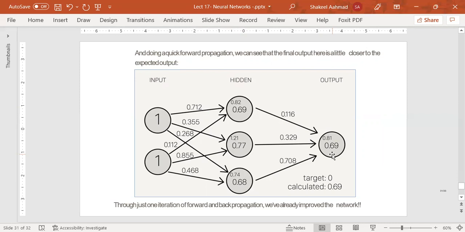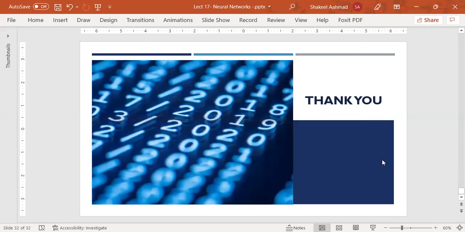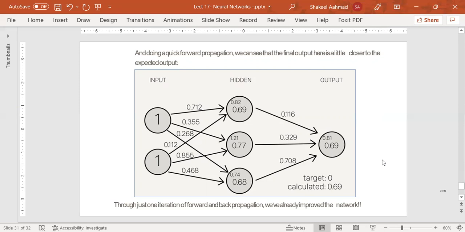In the same way, after a number of iterations, we can arrive at our target value, which is 0. And this is how neural networks work, and we can calibrate weights to get our required values.